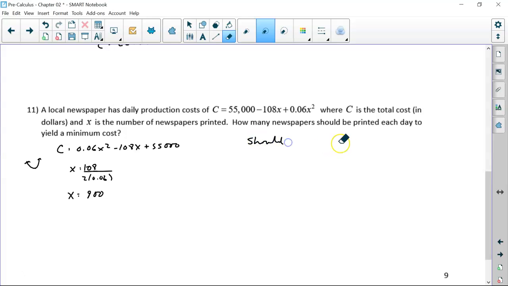So they should print 900 papers. If you wanted to find out what that cost would be, you could type that value for x in: 0.06 times 900 squared minus 108 times 900 plus 55,000. Then the cost would be $6,400.